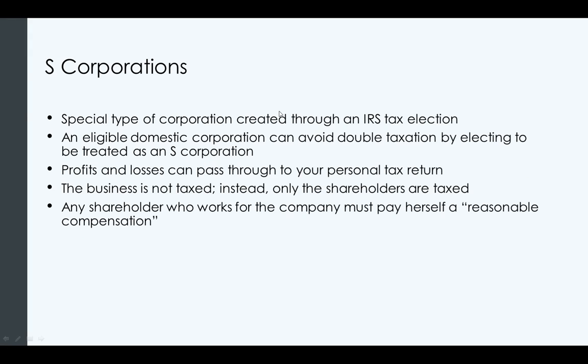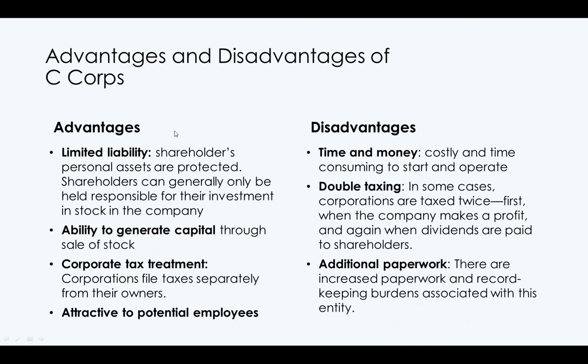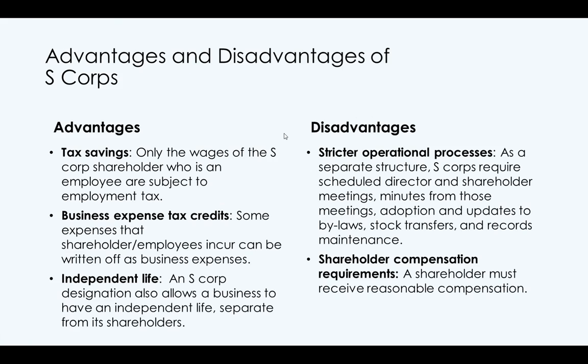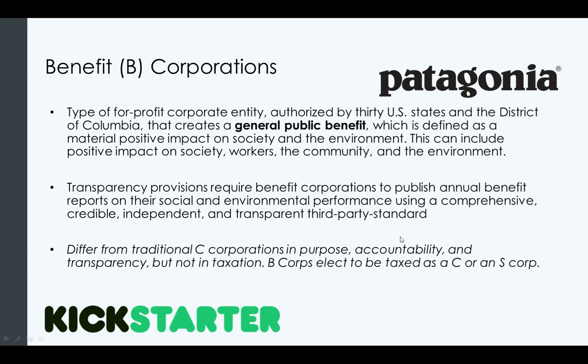Where here in a C corporation, the dividends are paid out, but they don't have to be. So not all shareholders necessarily receive dividends, but in an S corp, a shareholder must receive reasonable compensation. And so that's a disadvantage. Not for the shareholder, obviously, but for the business as a whole.